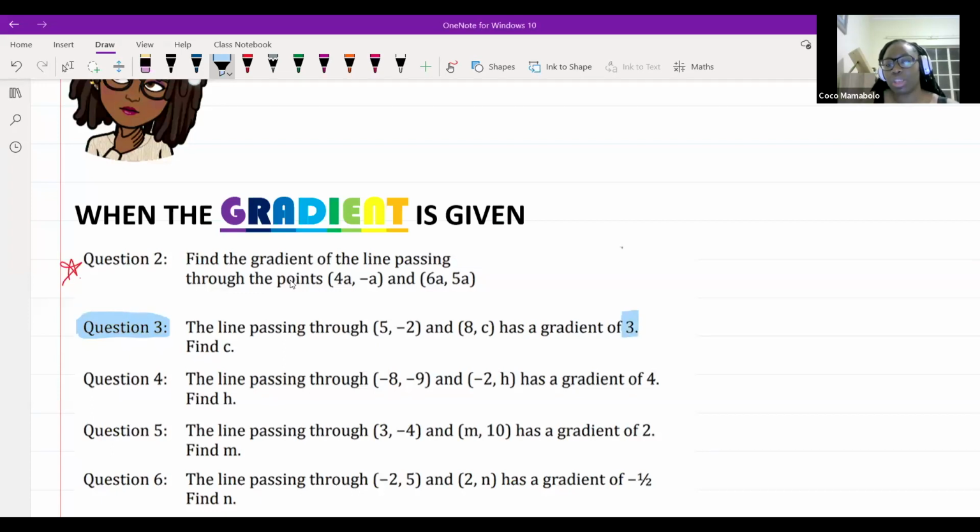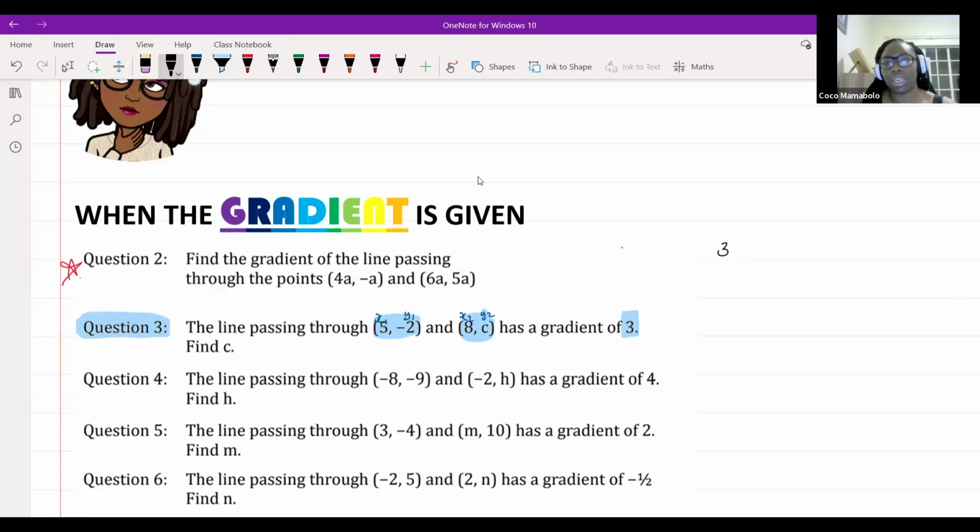So in this particular question, they've given us the gradient, right? And they want us to find the value of C, which is a y coordinate. Now, I'm not going to do anything different, grade 10s. I'm still going to label x1, y1, and I'm going to label this x2, y2. The only difference is now they've given me what the answer for the gradient would be. So where normally I would say m is equal to something, in this case, instead of just writing m, I'm going to replace m with 3.